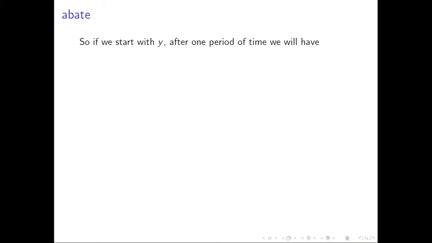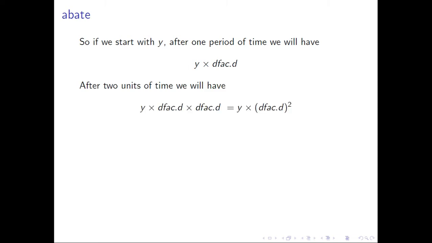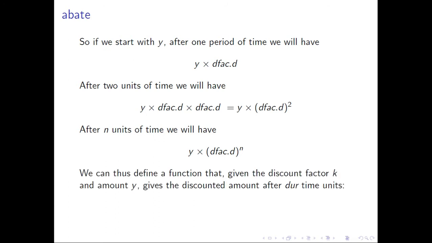Okay, so if we start with Y, and after one period of time, we will have Y times dfac of D. After 2 units of time, we will have Y times dfac of D squared. In general, after n units of time, we will have Y times dfac of D to the n. And I'm sure you can see how similar this is to when we're dealing with interest rates.